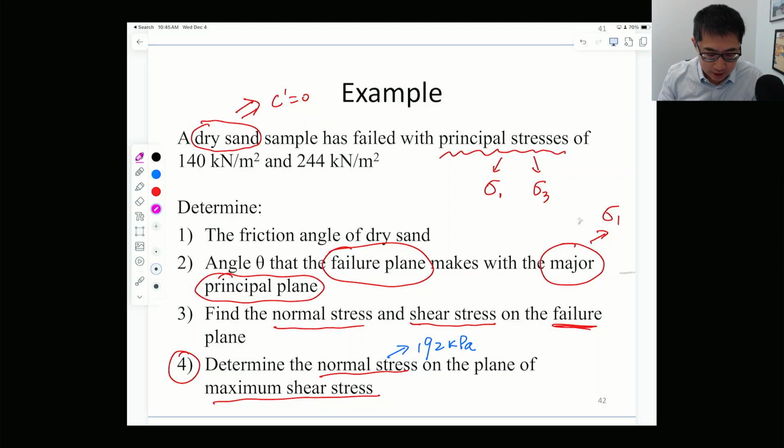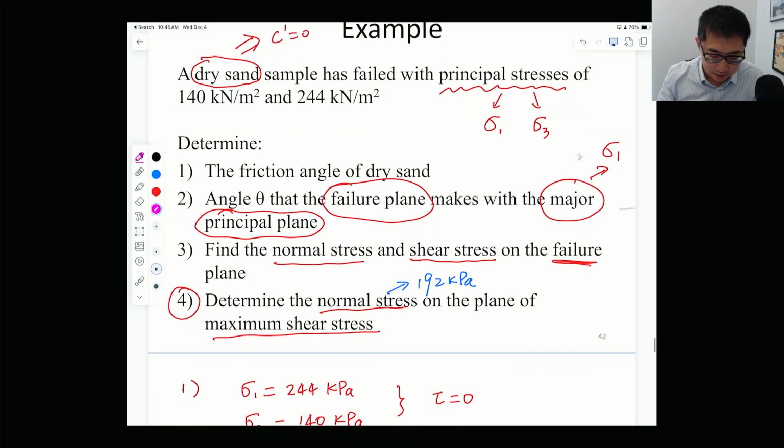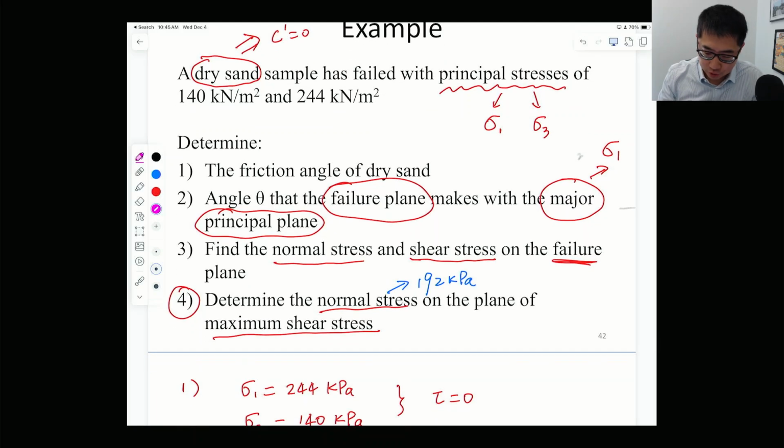With this information, you need to find the friction angle of the dry sand, the angle that the failure plane makes with the major principal plane, the normal stress and the shear stress on the failure plane, and determine the normal stress on the plane of maximum shear stress.